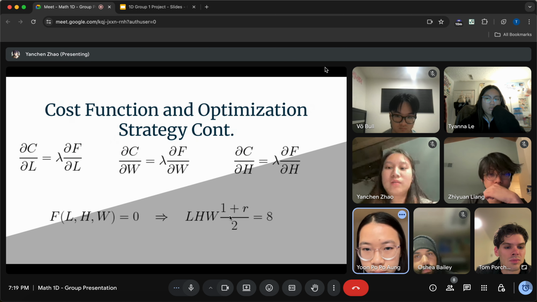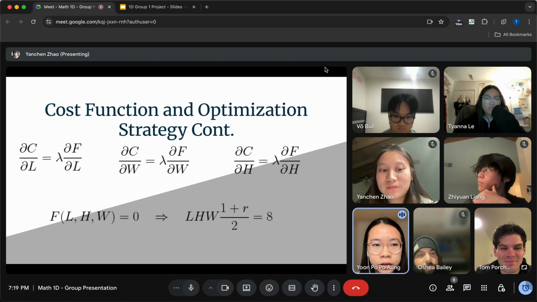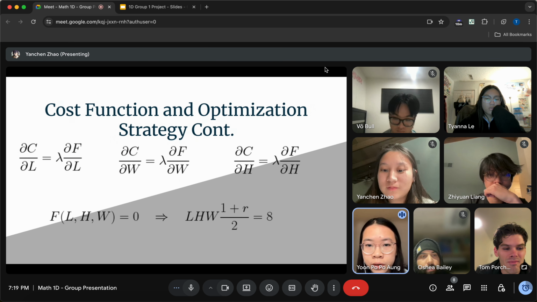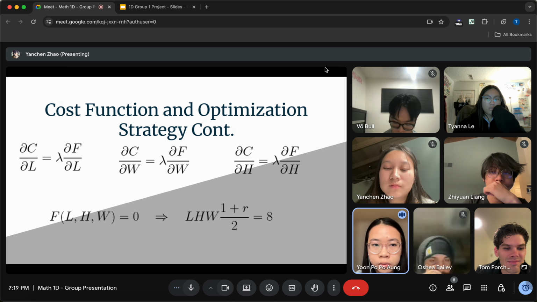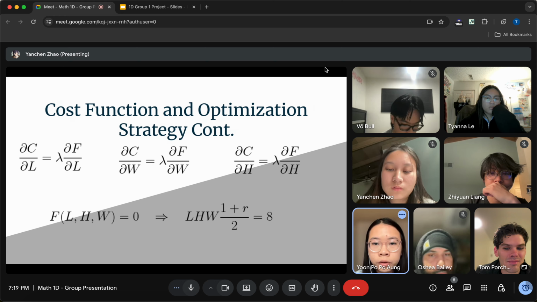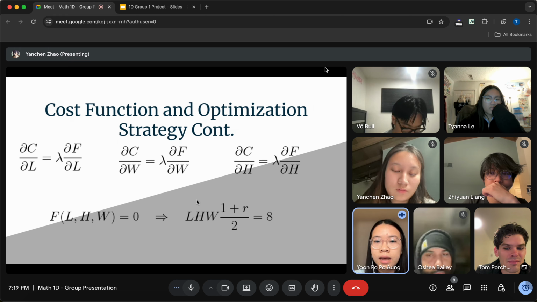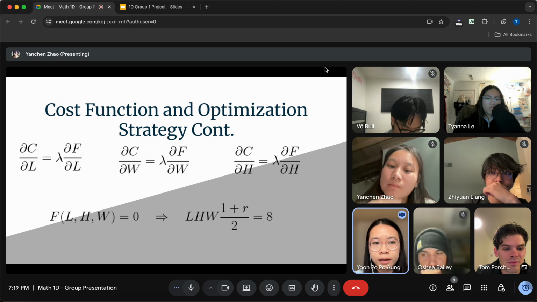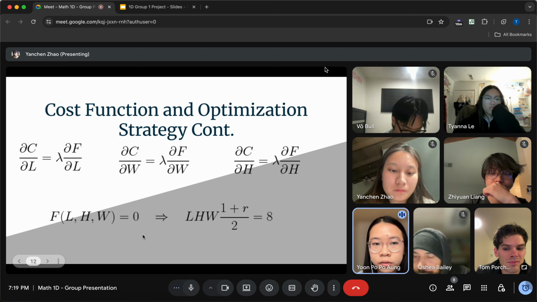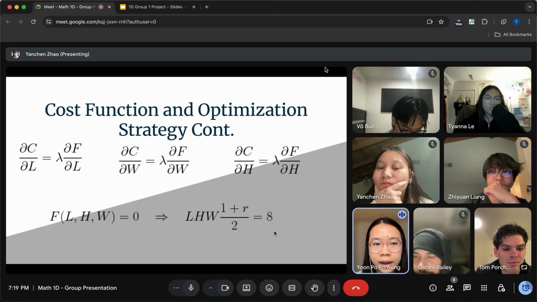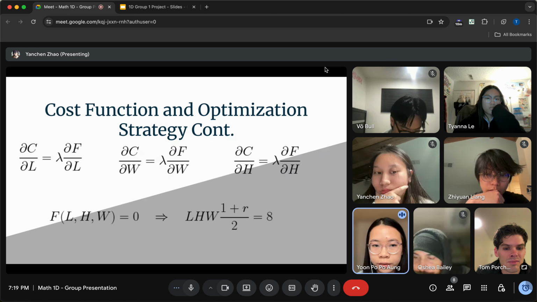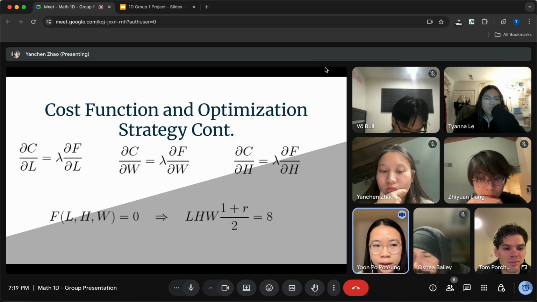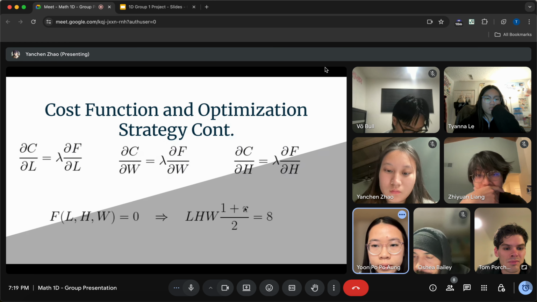Next slide. Great. Here we're setting the partial derivatives of the Lagrangian to 0, making them equal to the partial derivatives of the cost function multiplied by the Lagrange multiplier. By using these, we can make sure the volume constraint function is 0, and then we get the dimensions of the minimum cost.